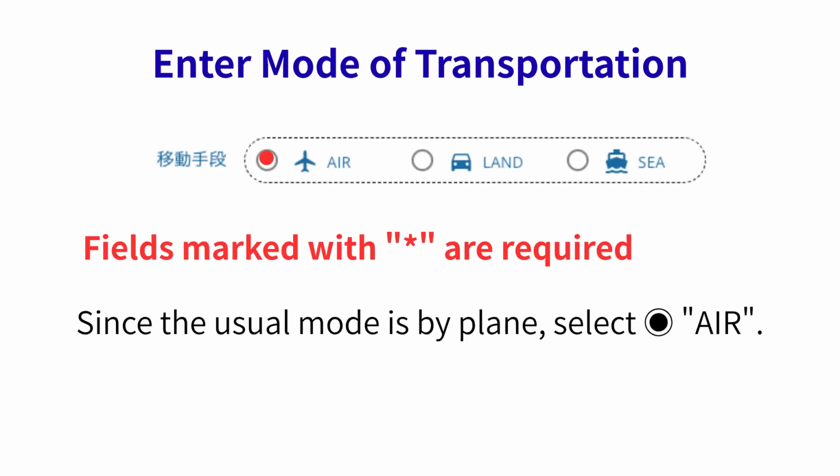Next is the mode of transport entry. This field has an asterisk, so selection is required. Since most people leave Thailand by airplane, select the round button next to Air.